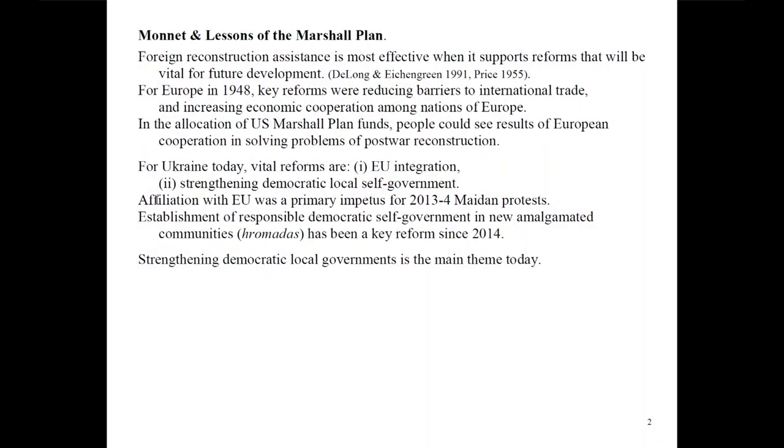which means that a donor needs to think about what reforms will be important for future development. It is up to the people of the country to decide what reforms they will have, but a donor, in giving money, can encourage. For Europe in 1948, the key reforms were reducing barriers to international trade and increasing economic cooperation among the nations of Europe.